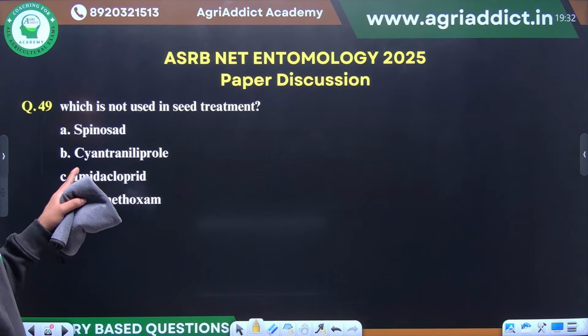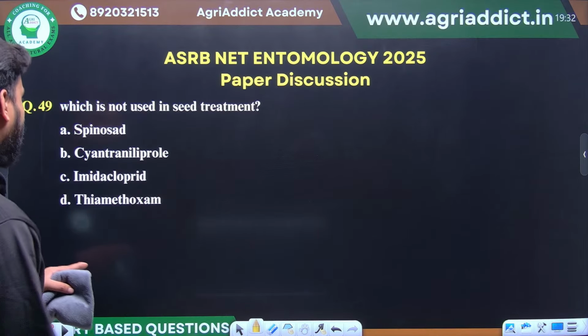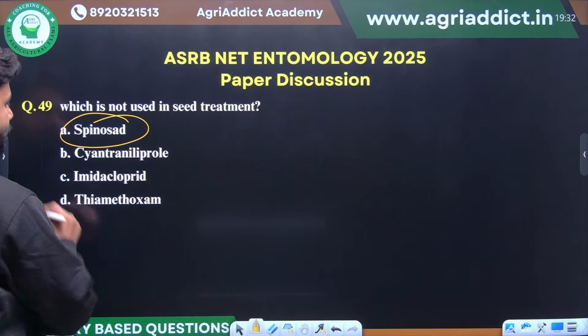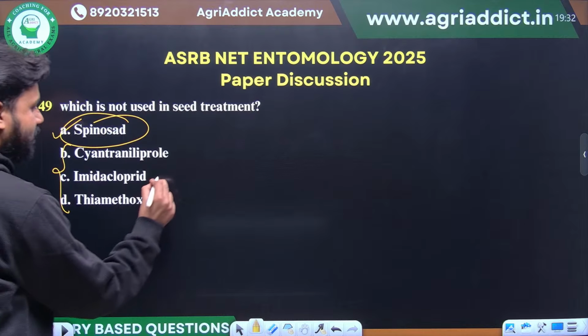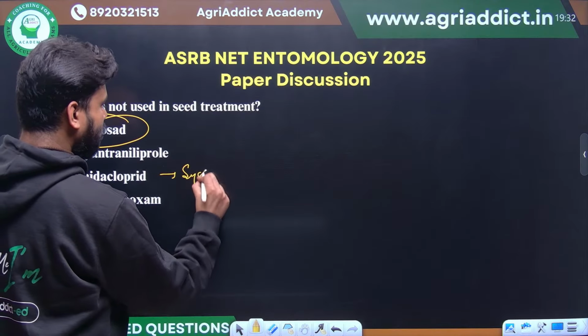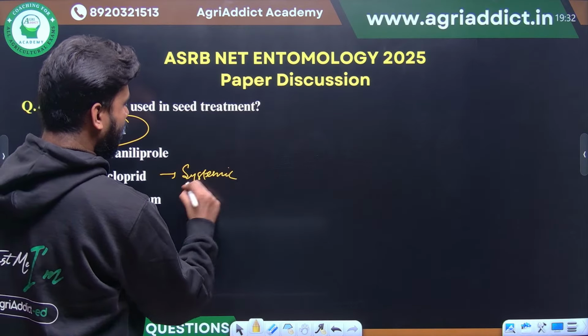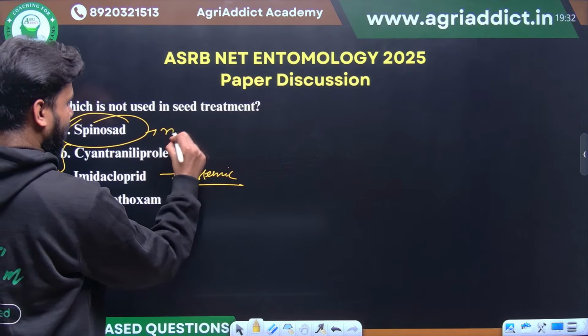Next question is, which is not used in seed treatment? So the correct answer will be spinosad, because these three insecticides are systemic in nature. And this is non-systemic.